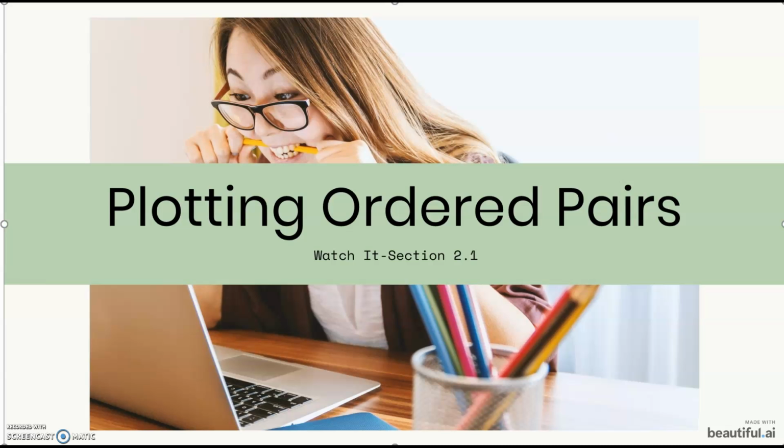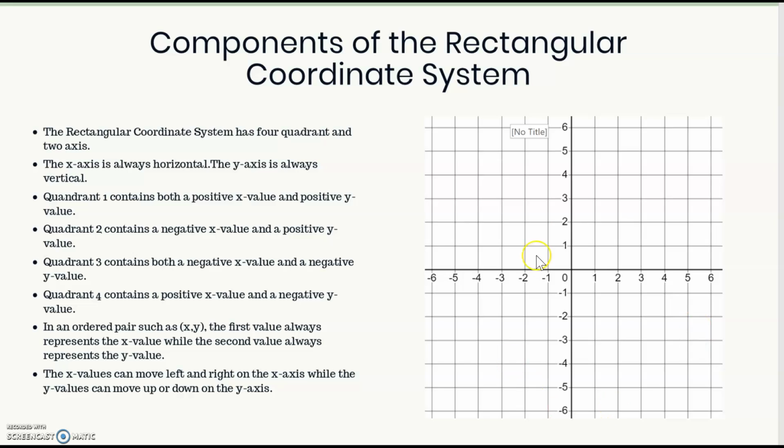All right, let's talk about plotting ordered pairs. Here is our rectangular coordinate system, and it has 4 quadrants. This is quadrant 1, quadrant 2, quadrant 3, and quadrant 4. You also have an x-axis that is horizontal, and a y-axis that is always vertical.